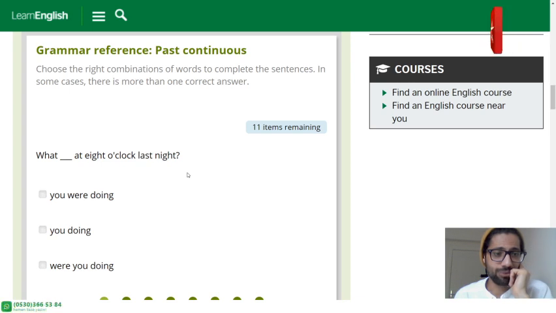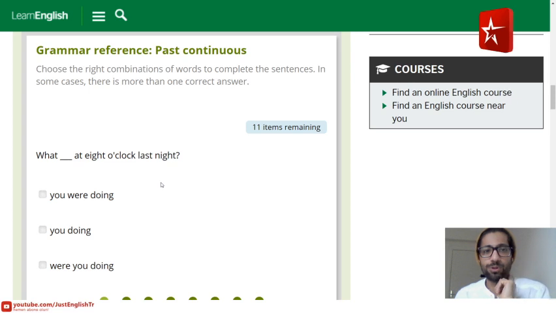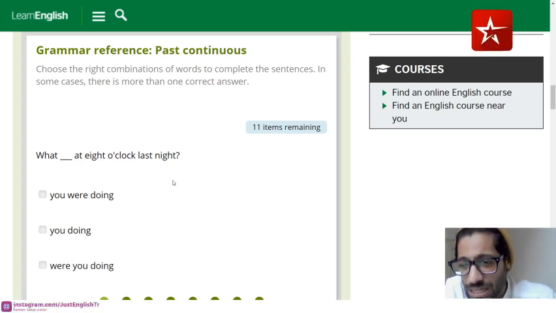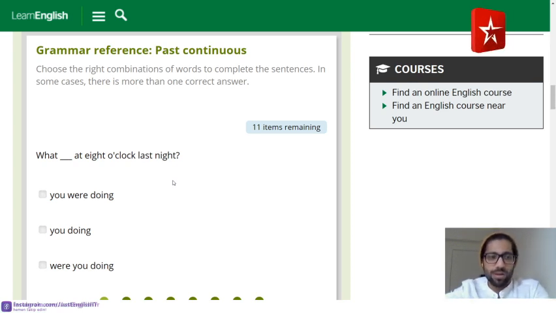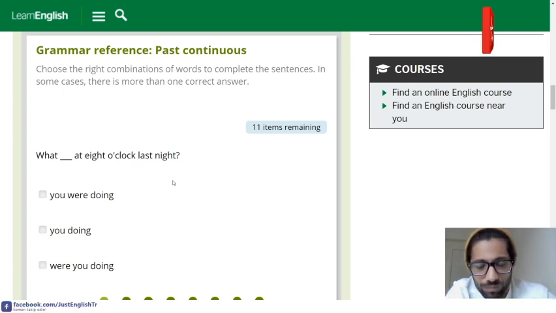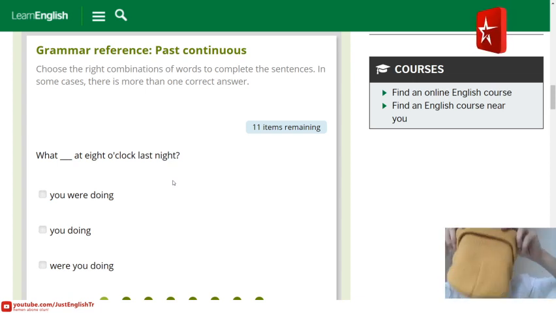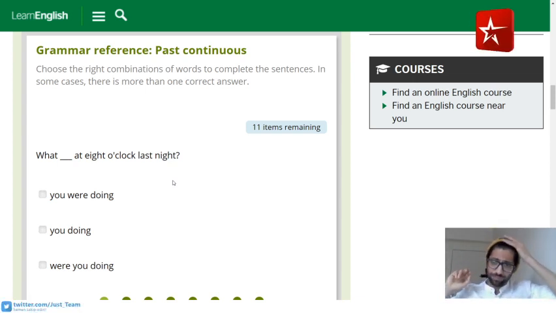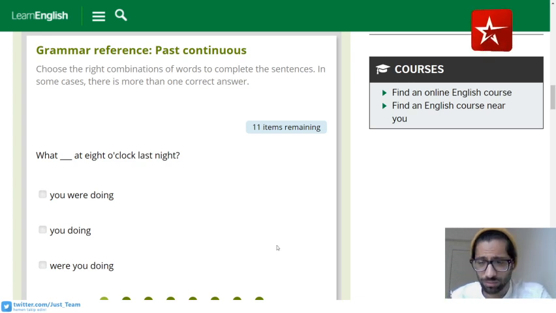Let's see which one we will use. I believe this will be very fast, guys. Let's do it very fast because I believe it's easy. Okay? And let's talk about it. What blank at 8 o'clock last night? Very common, I believe, yes. Cooking? Oh, this is for before, sorry. Okay.